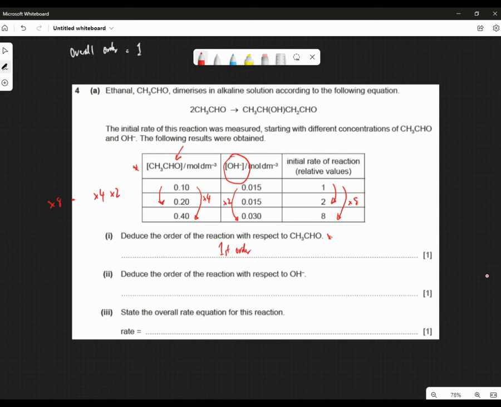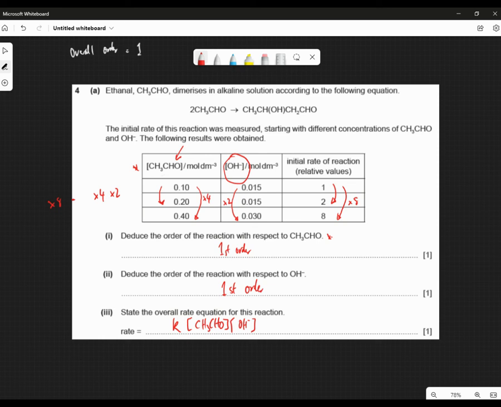So the order of reaction with respect to OH minus is first order. Therefore, give the rate equation. Well, the rate is equal to some constant times the CH3CHO, times the OH minus ion. There we are. Okay, and that's that one done.